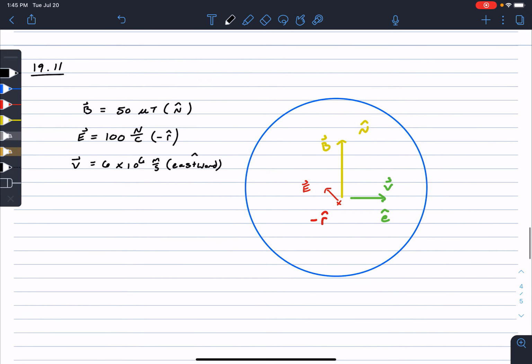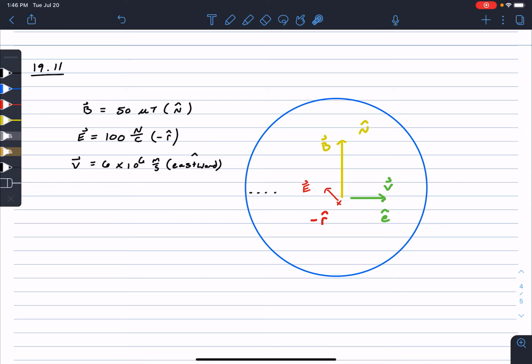Okay, next problem. We're told that we have the Earth, and near the equator we have a magnetic field of 50 microtesla. We have an electric field that's 100 newtons per coulomb, pointing straight downwards. I wrote it as negative r hat because I'm considering the radius of the Earth. So E is in the negative r hat direction. The B field is in the northward direction. So these are directly perpendicular.